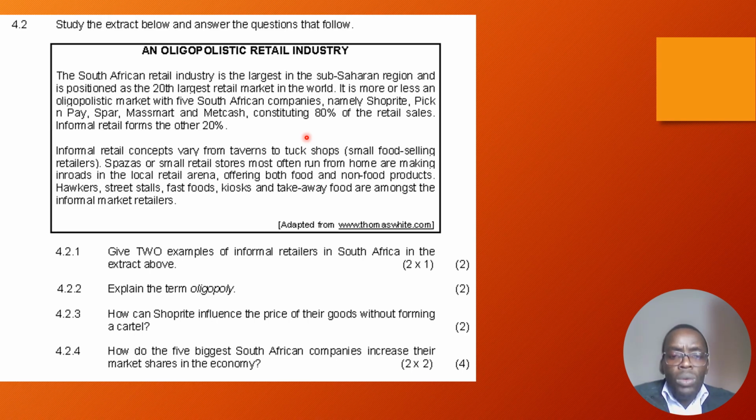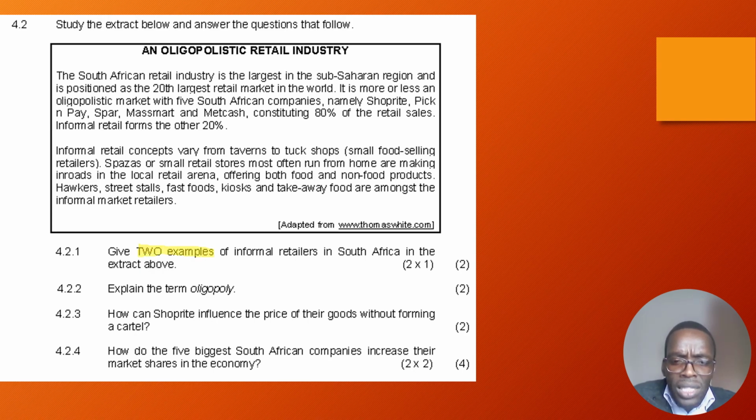Okay, now let's go to the questions. Question 4.2.1 says give 2 examples. So here I'm going to highlight the word 2. Now, these 2 examples are on what?